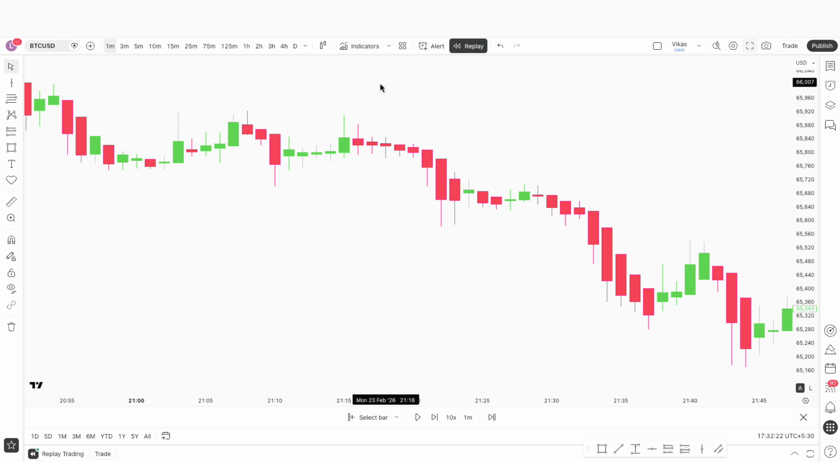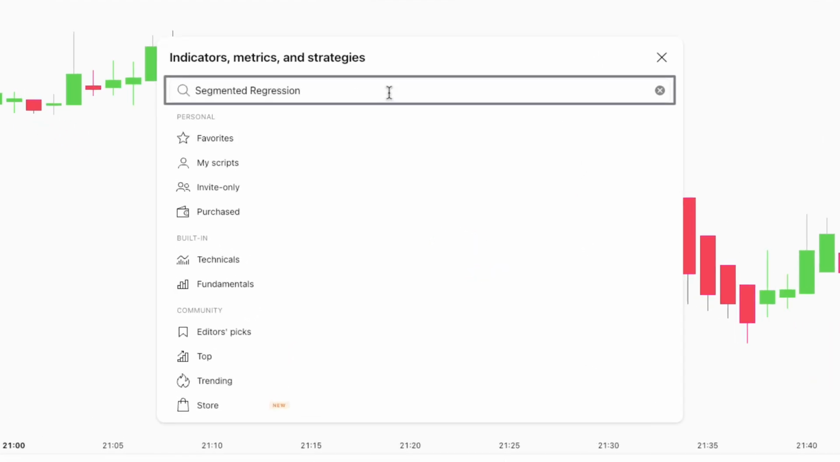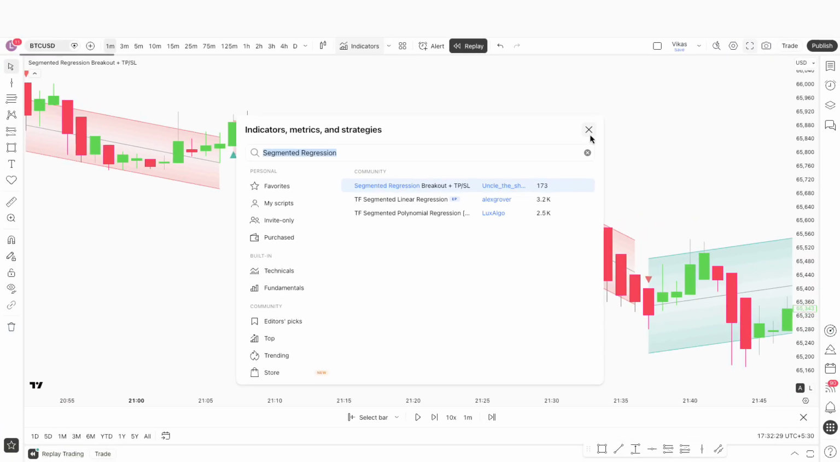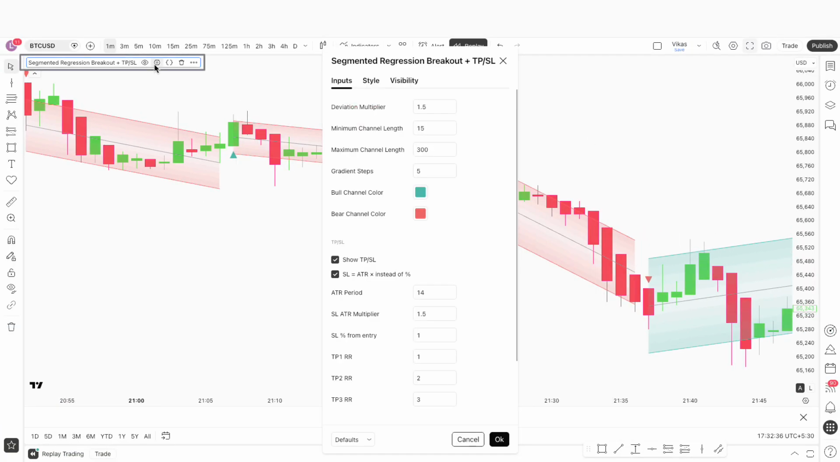And don't sweat the time frame either. Next, you'll want to find those magic indicators. Head over to the Indicators tab and search for the segmented regression. Select the indicator made by Uncle Dash and add it to the chart. Now the indicator settings change for perfect signals.